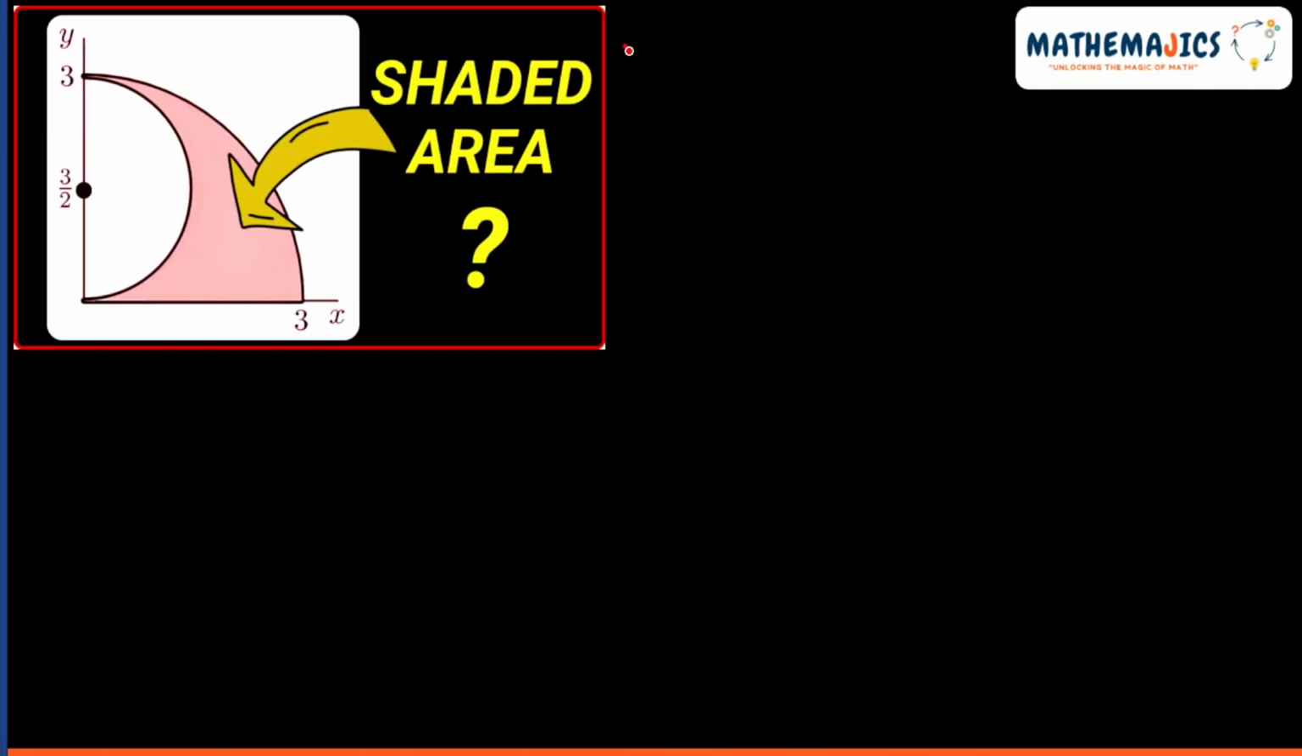In this question, we need to find the area of the shaded region. For that, we need to find the area of the quarter circle and the area of the semicircle. So let's see how we can find the area of the shaded region.